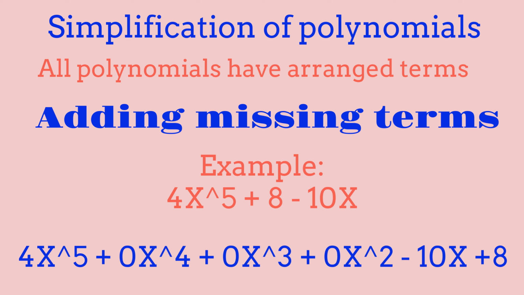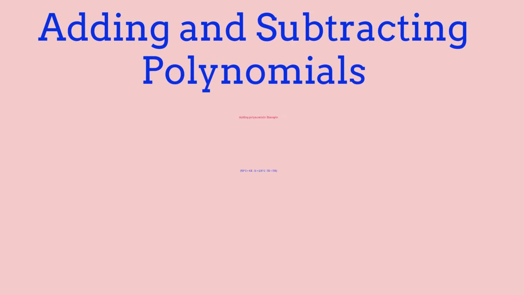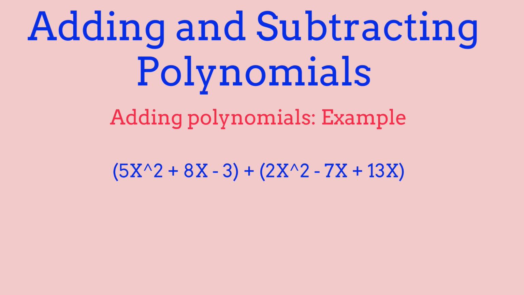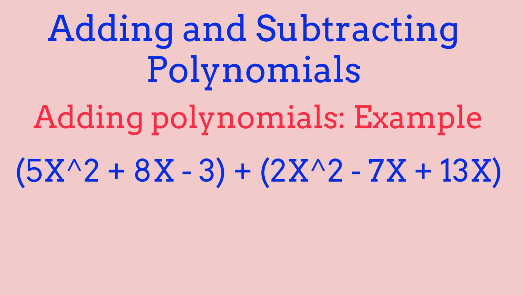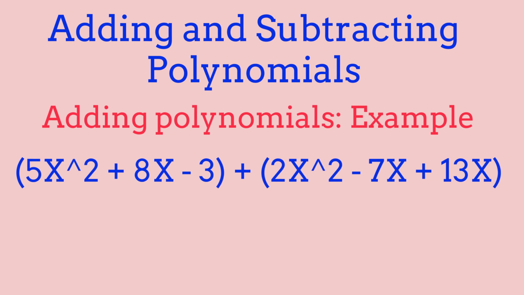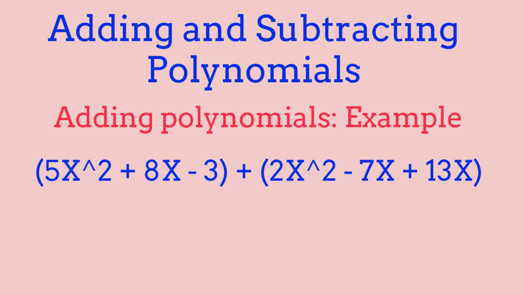So now we're going to be going over adding and subtraction of polynomials. So here's an example of adding polynomials. Let's say we have in brackets 5x to the power of 2 plus 8x minus 3, and then close the bracket, plus, open a new bracket, 2x to the power of 2 minus 7x plus 13x, and close the bracket. So here, what we're first going to want to do is remove the brackets, obviously. And to do that, we just remove the brackets. It's just as simple as that. And now our equation looks like this.